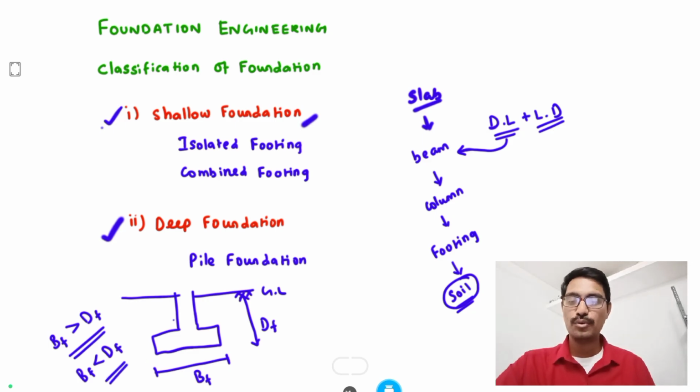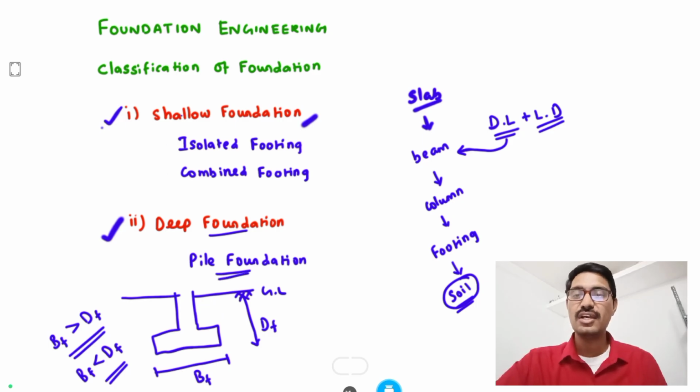For example, in some cases the bearing capacity of soil is very less. At a deeper depth, the soil has enough bearing capacity to carry the load, so in that place the foundation is laid at the deep depth. That is called deep foundation. The main foundation used in deep foundation is called pile foundation. Next is shallow foundation.